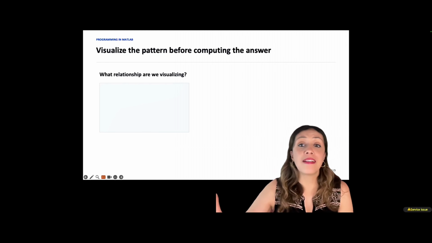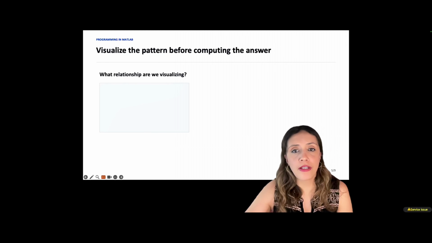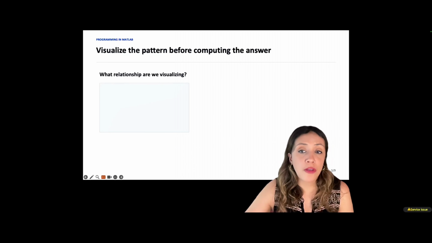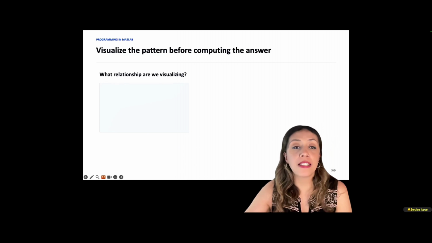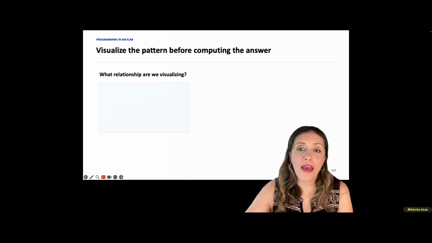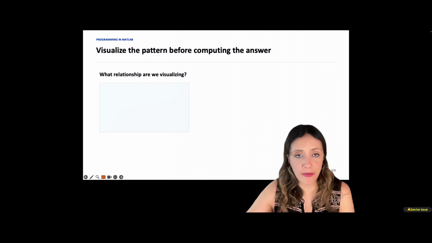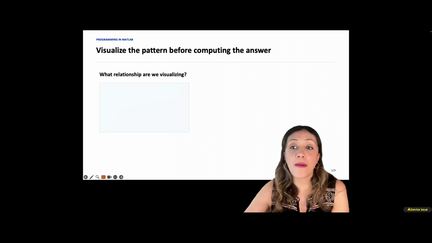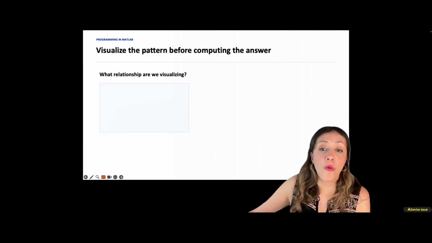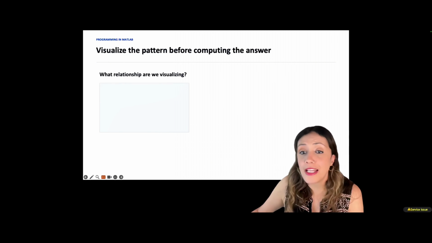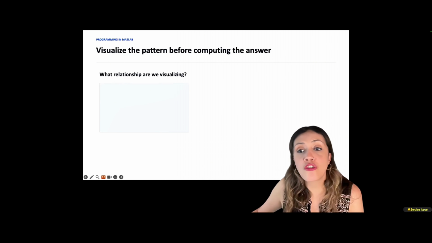But before we create this graph in MATLAB, let's think through it. So what relationship are we visualizing? The relationship between time and temperature, right? So we have two variables, time and temperature. And when we think about displaying this relationship in a graph, we can ask which variable should go on the horizontal axis and which one should go on the vertical axis.